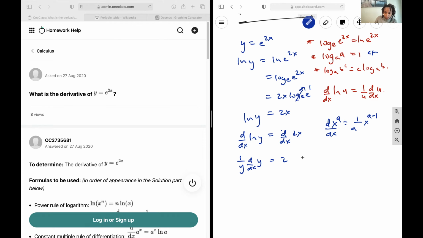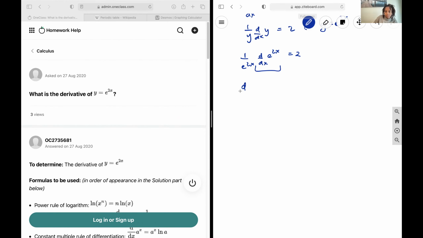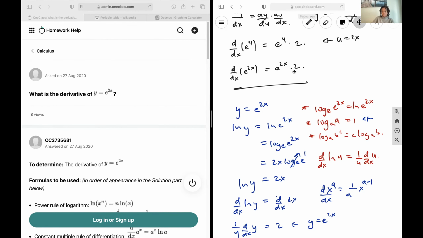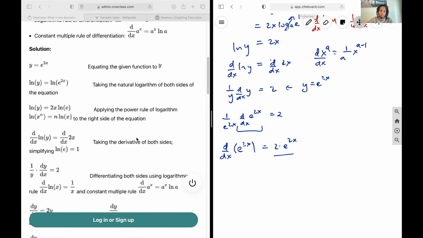And so now we substitute back in the fact that y is equal to e to the power of 2x, and this becomes 1 over e to the power of 2x multiplied by the derivative of e to the power of 2x is equal to 2. And then we solve for what I am looking for, and it becomes d over dx of e to the power of 2x is equal to 2 multiplied by e to the 2x. And that's the exact same answer that we had reached using the other method. And so those are your final answers.